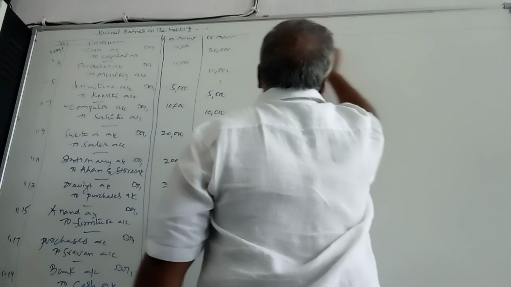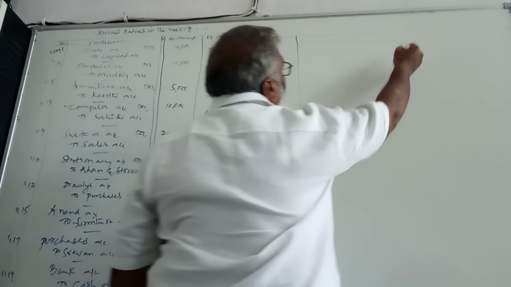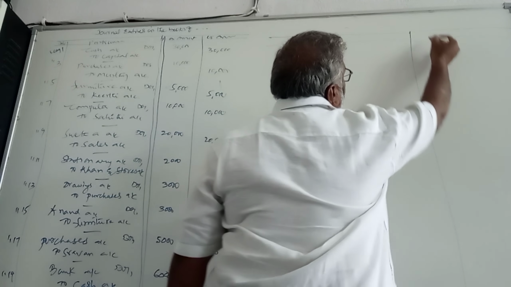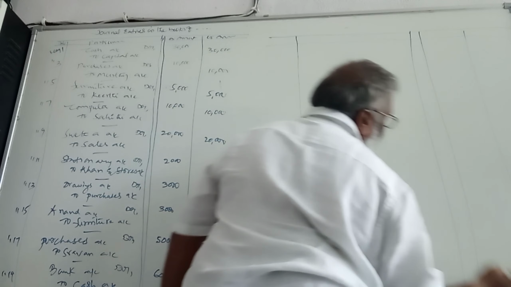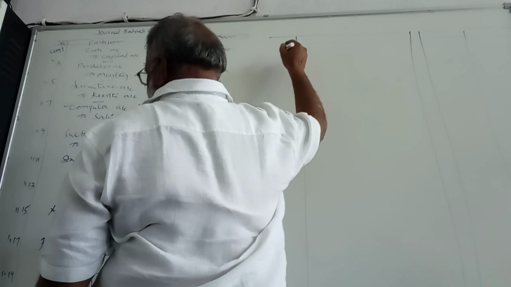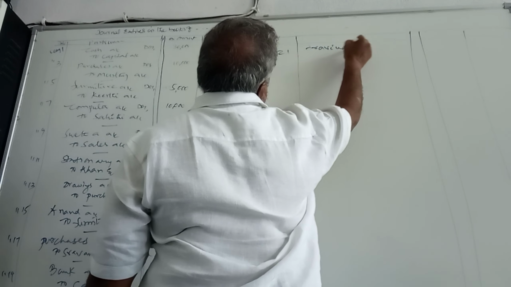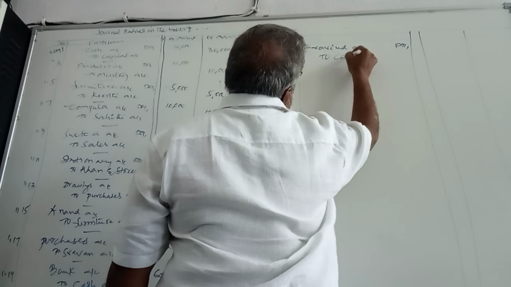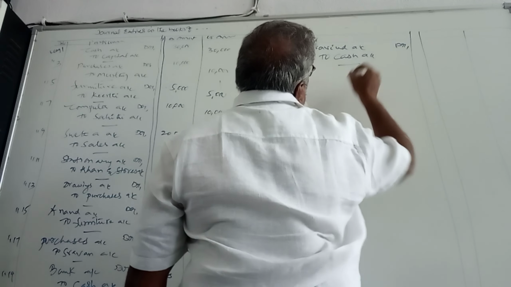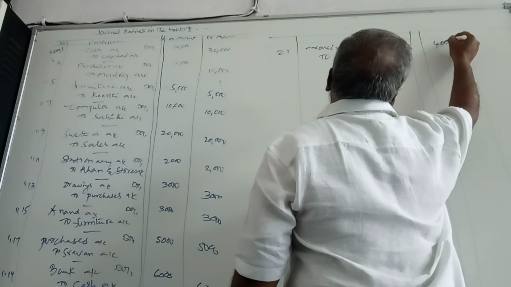Okay. Next, write down the next entries. Paid to Arvind. What is the entry? Date is 21. Arvind account debit to cash. Who is the receiver? Arvind is the receiver. Arvind account debit to cash, 4,000.